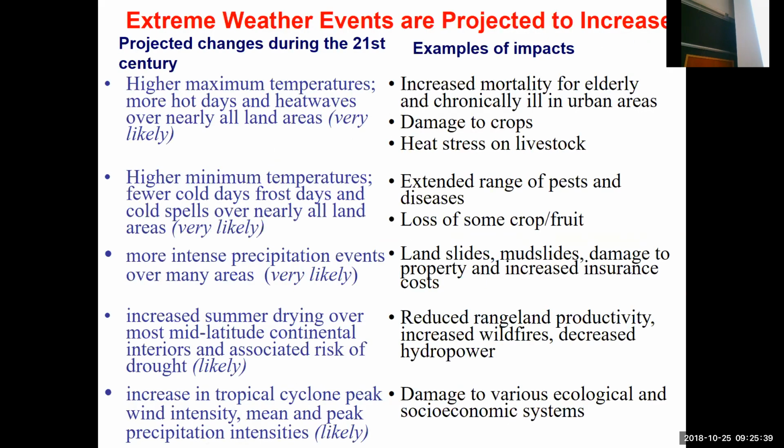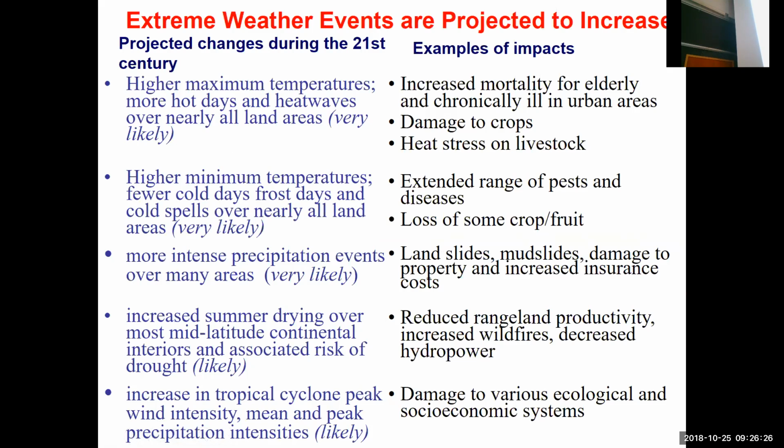Okay, I'm not going to go through this entire list, but this is an important list for the class because these are examples of the ways that various kinds of extreme weather events are projected to increase. Okay, the way that they will change during this century is highlighted on the left-hand side in the dark blue bullet points. The impacts or the consequences are shown here on the right-hand side in black. So for example, the very first one, higher maximum temperatures, more hot days and heat waves over nearly all land areas. And notice it says in italics, very likely.